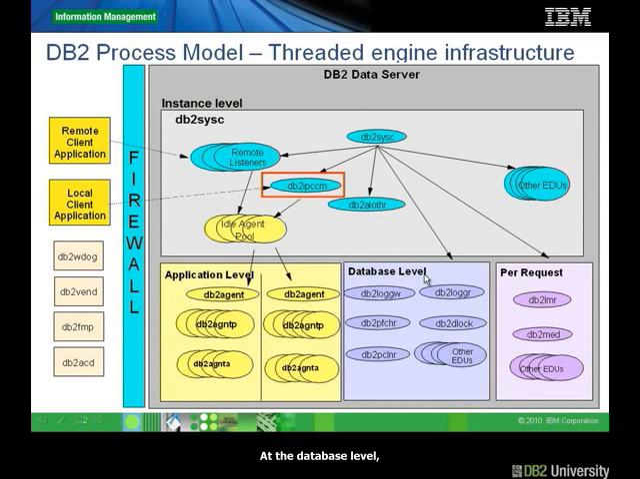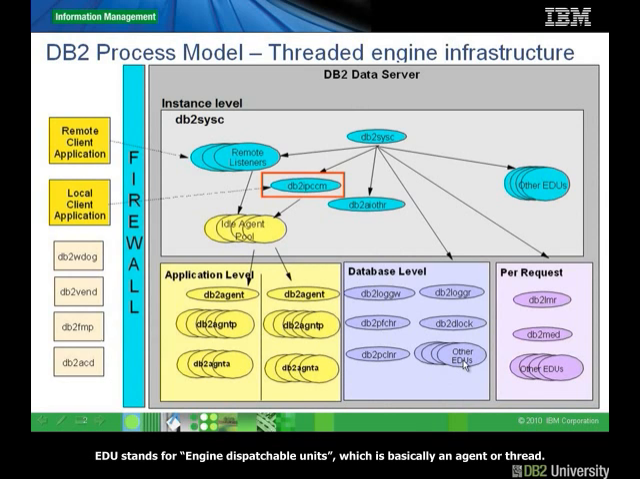At the database level, you may have other threads that perform other operations. For example, DB2 log GW is related to logging. For prefetching, we have DB2 PFCHR. For deadlock detection, we have DB2 delocked. For page cleaners, to clean the buffer pool, we have DB2 PCLNR, and so on.